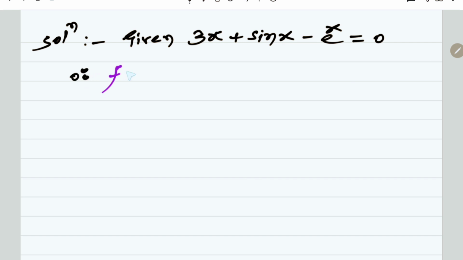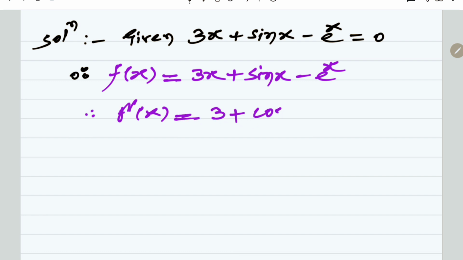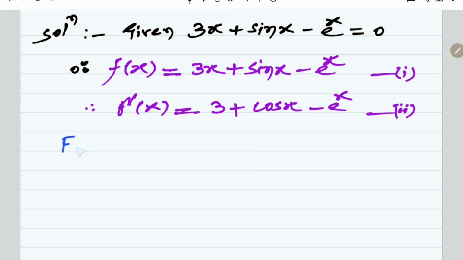Therefore, we have two functions. One is f of x, once again I will repeat, it is 3x plus sin x minus e raised to x, and its differentiation f dash of x is 3 plus cos x minus e raised to x. These are equation 1 and equation 2. Whenever we apply the Newton-Raphson method, we require two initial guess values.